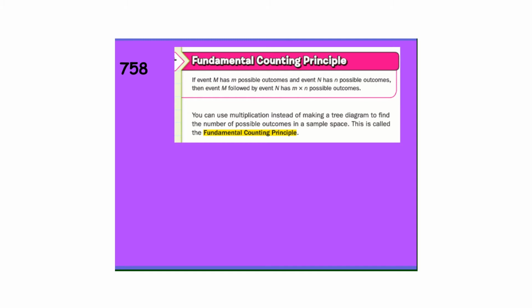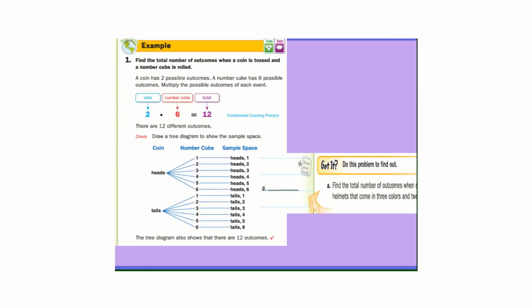If an event M has M possible outcomes, and event N has N possible outcomes, then you just multiply them together, like we just did. 3 classes on 2 different days, there are 6 outcomes, and that's what this is today. That's the lesson today. Fundamental counting principle. Not hard at all, okay?